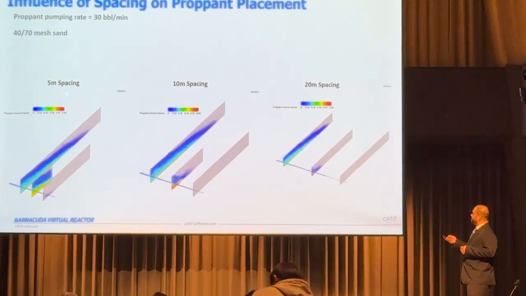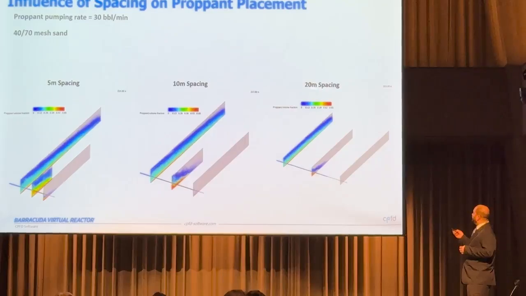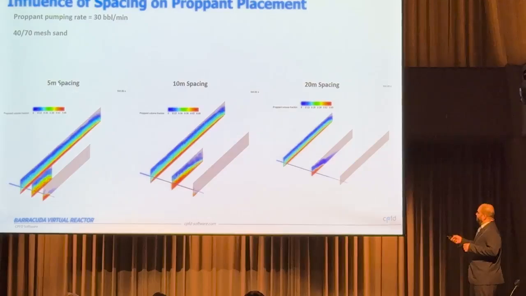This is 40 by 70, with different spacing: 5, 10, 20 meters. What you're seeing is slurry coming from the left and going through the fractures. It is leaving the fractures. Now what you'll see is, when it's only 5 meter spacing, slurry is able to make it into the third fracture as well, a little bit. Not much, but a little bit.